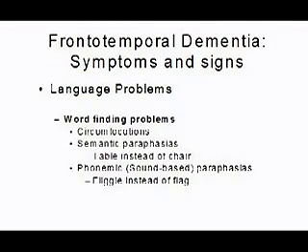The other major domain that's affected early in the course of various forms of frontotemporal dementia is language. Characteristically, the first problem that people notice is so-called word-finding problems. All I mean by that is that people find themselves a little bit less articulate than they had been before because they can't come up with the right word.